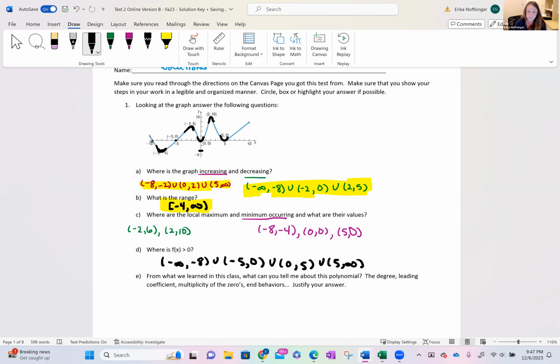So the maximum degree that this polynomial can be is n-1. So n being the number of terms. So 5 minus 1. So the maximum this could be is a degree 4. So this is degree 4 or less.